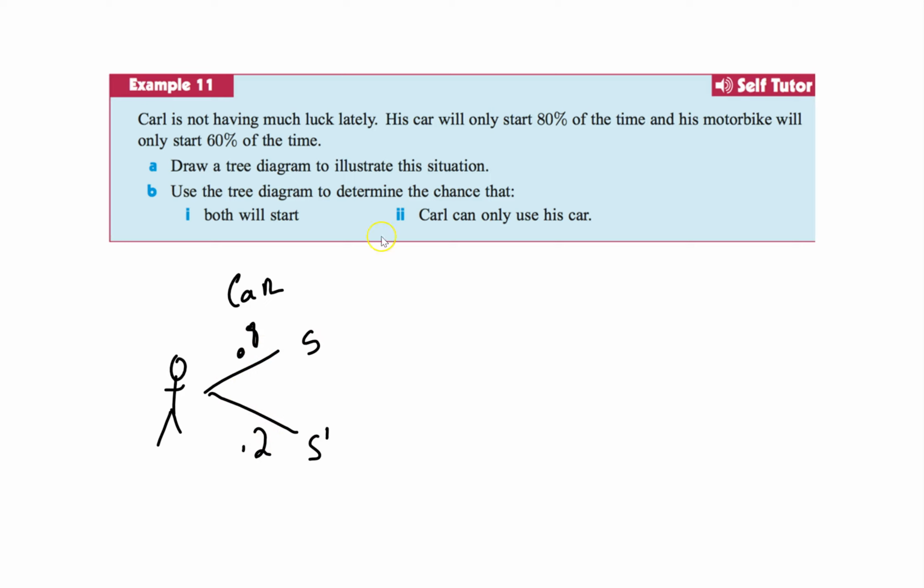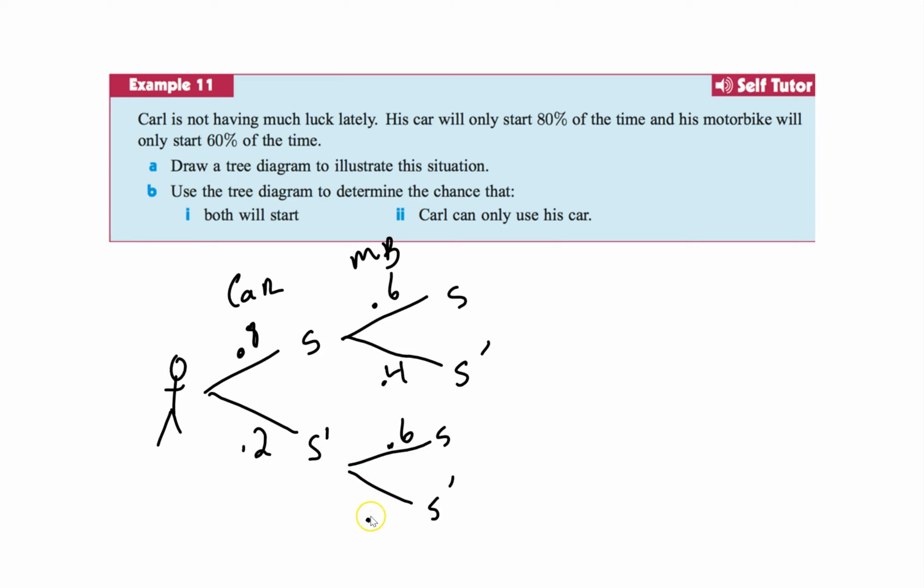Then from here you can branch out. Now remember that independent events, they don't affect each other. So that means that from here we can write the motorbike one. So we're going to go, from here we're going to write, this is our motorbike. Right, same idea, it either starts or it doesn't start. Now motorbike has a 60% chance of starting. That means not starting will be 40%, 1 minus 0.6. Do the exact same thing down here. Right, not starting will be 1 minus 0.6, the complement of 0.6, so 0.4.